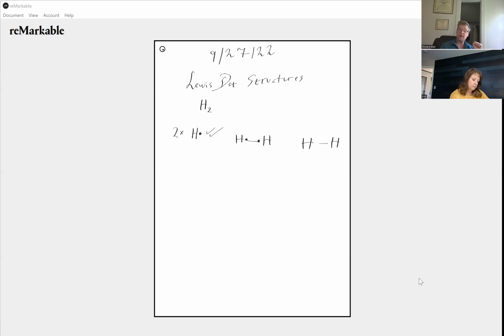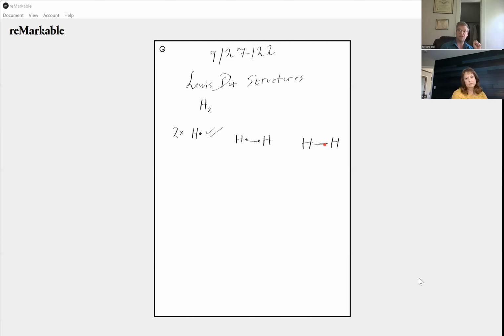To make sure that you have a valid Lewis dot structure, there are two checks that we want to do. The first one is to be sure that the octet rule is filled. Well, remember, hydrogen is an exception to the octet rule. It doesn't want 8 electrons, it only wants 2. So we look at this hydrogen, and it has 2 electrons.